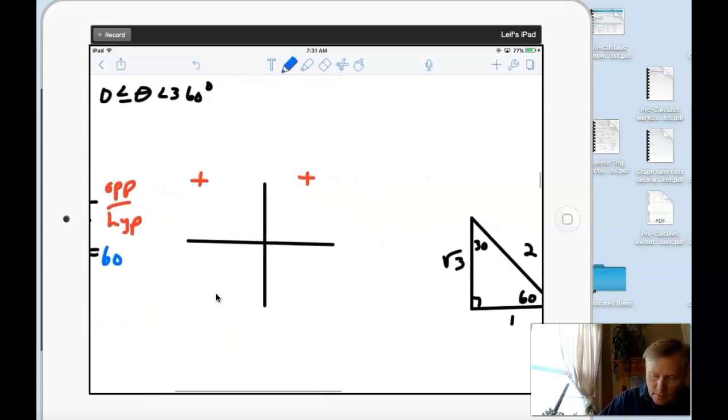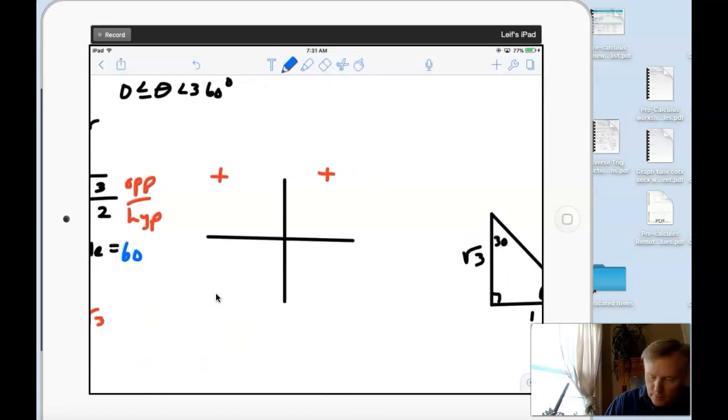Which means I got two answers here. Here's going to be the first one. Here's going to be the second one. So remember, this is going to be 60, and this is going to be 60. So that's my first one, which is really straightforward.